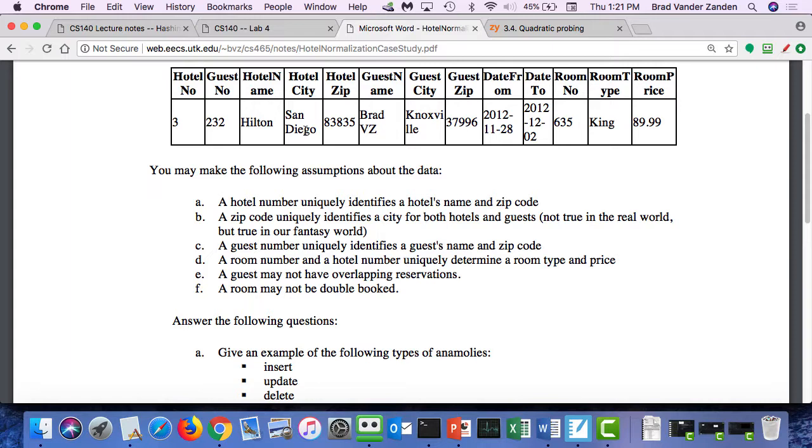So just remember, also a quick thing. Remember, insert and delete anomalies refer to entities. Update anomalies refer to specific attributes. And feel free to talk about it with a friend or neighbor.